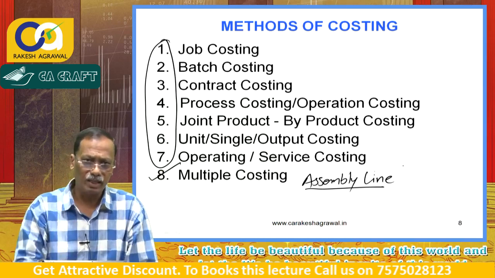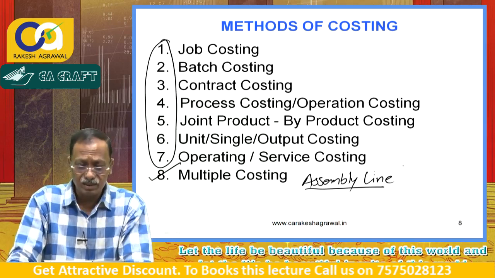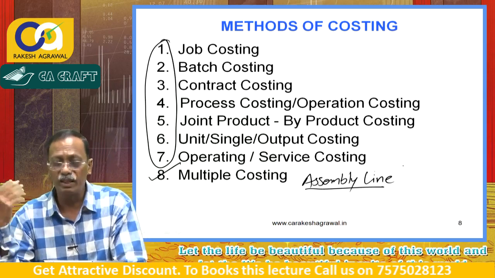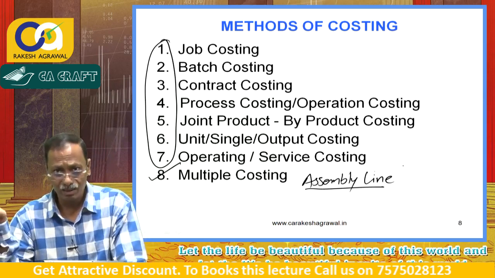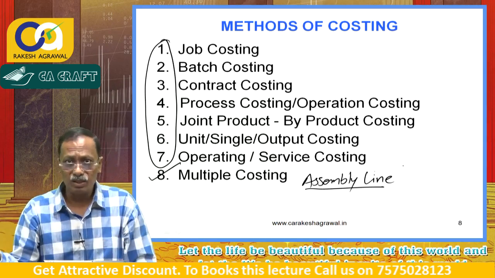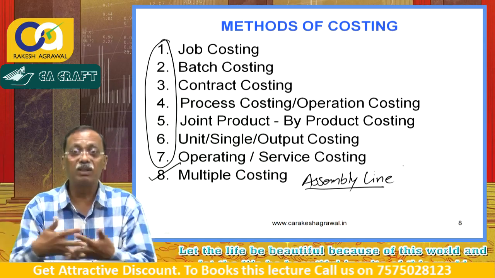Let us take automobile companies who manufacture vehicles. It could be a 2-wheeler, a 3-wheeler, a car, a truck, a tempo, a bus. Let us say Tata Motors, for example. They manufacture different varieties of vehicles, and each vehicle requires so many parts and components.